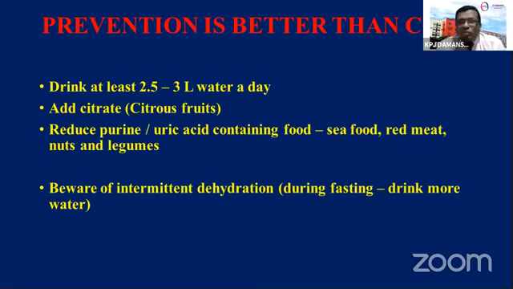The second way to know is the color of your urine. The color of urine should not be very dark yellow. It should be very, very mild yellow or clear. And the third is, if you are thirsty, of course, you drink water. If you go to the gym and you sweat more, then you have to drink more water as well.